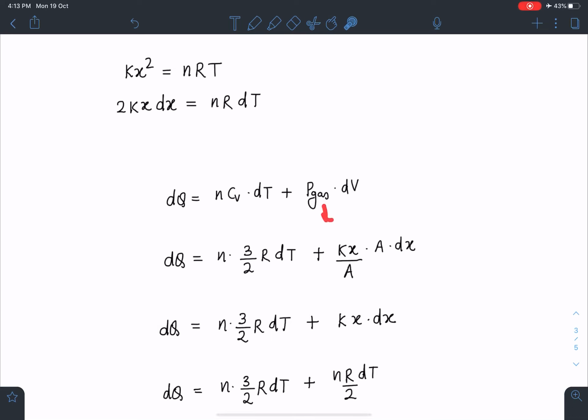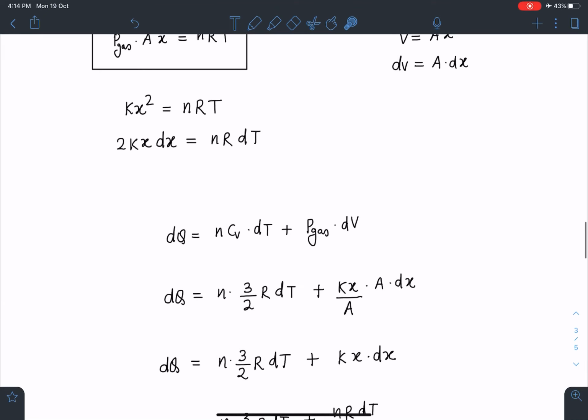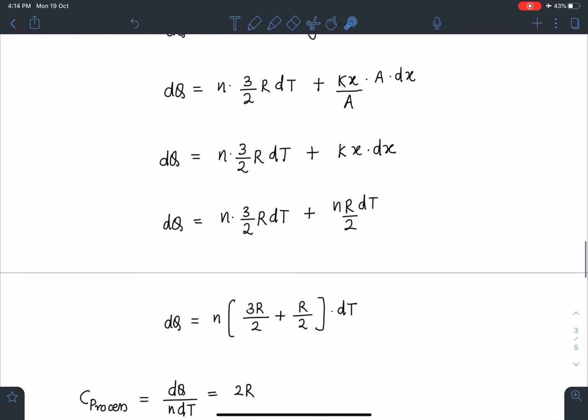plus this is going to be kx by A into A dx. You can see this A and A get cancelled. Now we have this kx dx. That's the reason I have calculated it here, because I will require it in order to have dT. So this kx dx value, if I substitute here, I am going to get dU plus nR by 2 dT. You can see from here, this 2 will come this side, so nR dT by 2.